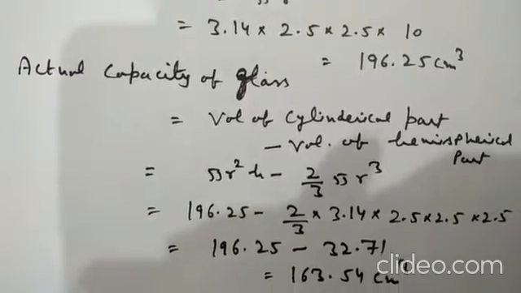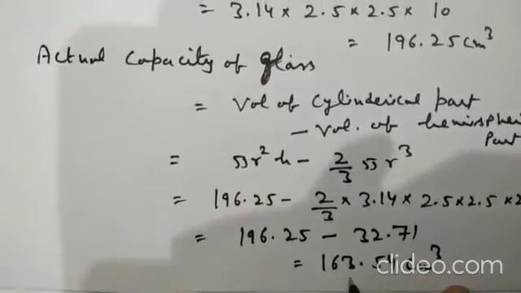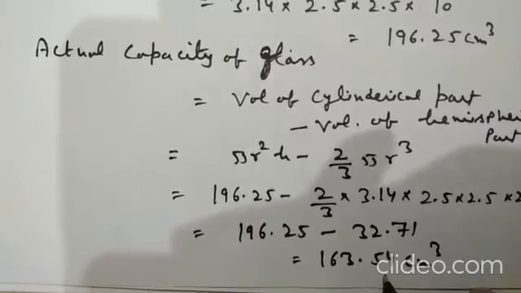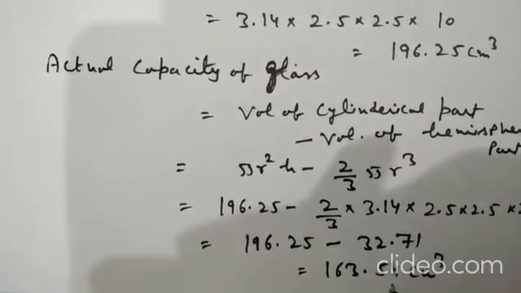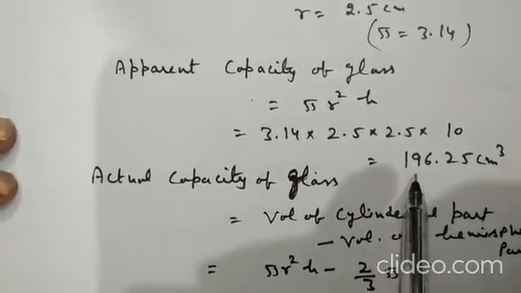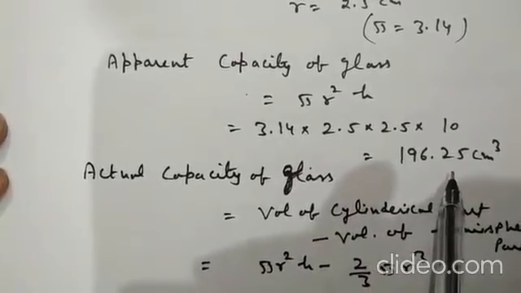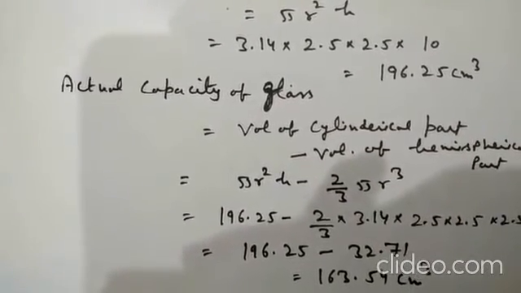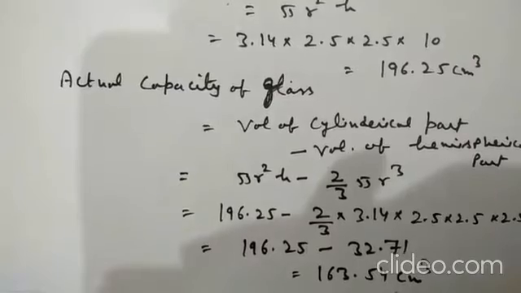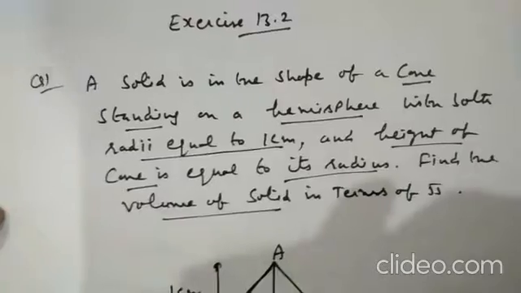So actual capacity of the glass is 163.54. So the juice seller is here dishonest. He is not an honest person. He is showing the capacity of the juice as 196.25 cubic centimeter but serving the customer with 163.54 cubic centimeter of juice.